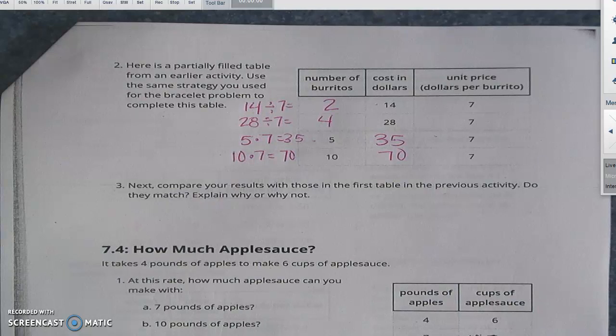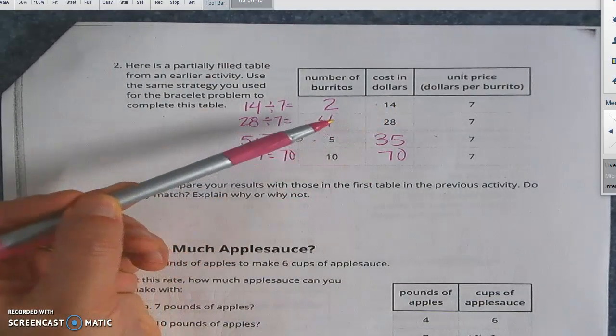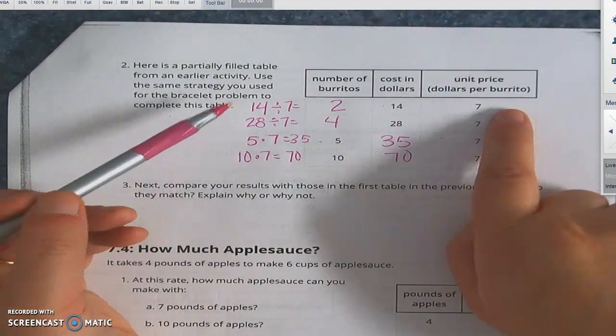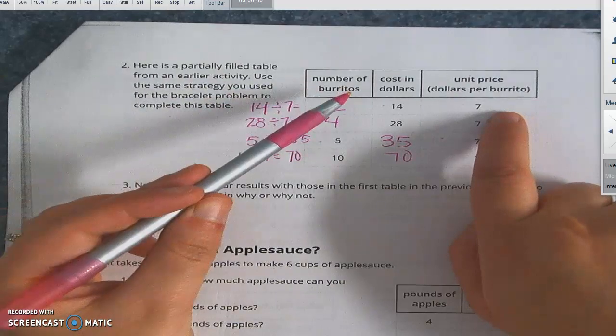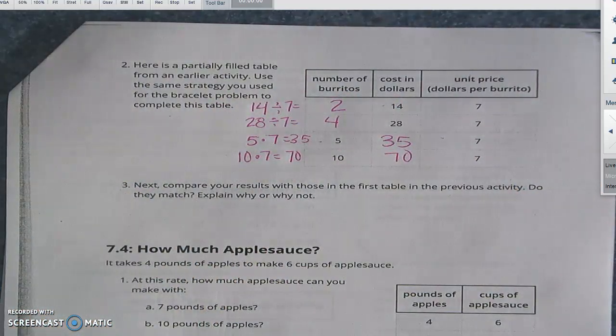So yes, we have the same answers that we have from our previous activity, but we're just kind of thinking about it a little bit differently. Last time we went through and we said 14 divided by 2, 28 divided by 4. This time we know the unit price every time, so we're using that to help us find the number of burritos or the cost in dollars. Okay.